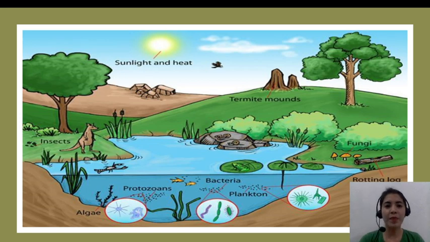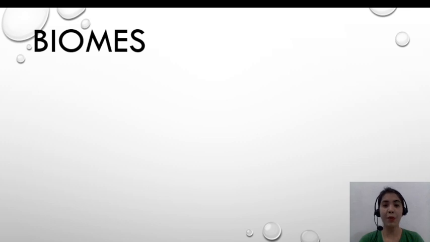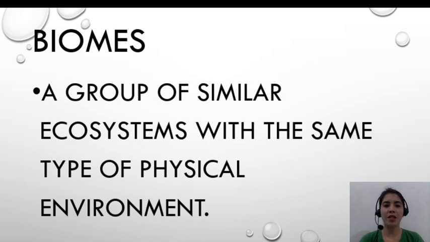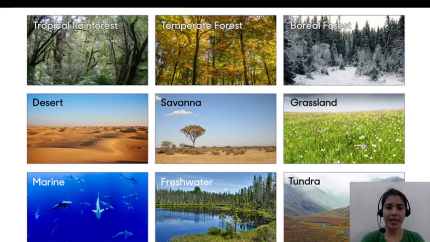And when you group the ecosystem, nakakabuo tayo ngayon ng tinatawag nating biomes. So biomes are a group of similar ecosystem with the same type of physical environment. So these are all examples of biomes. Tropical rainforest, temperate forest, the grassland, the desert, the tundra, freshwater, the marine life. So these are all biomes.